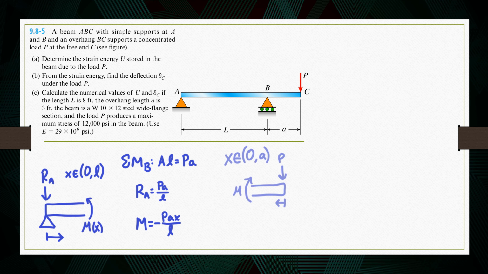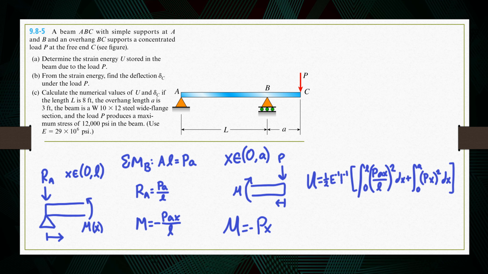Now, for the next part, I need to know what my moment is on my other side. Same deal, except I already know what my force P is, so I can just find my moment from that. Then, plugging all of that information into my strain energy equation, I can do my two integrals, and this is what I get.